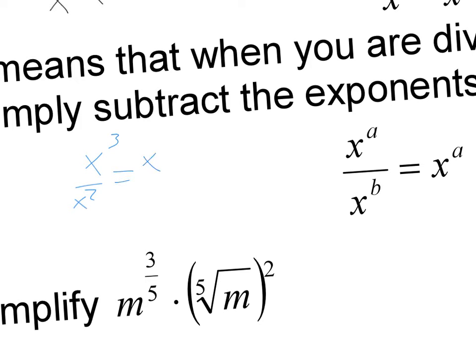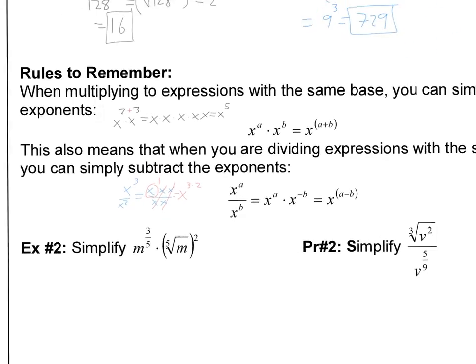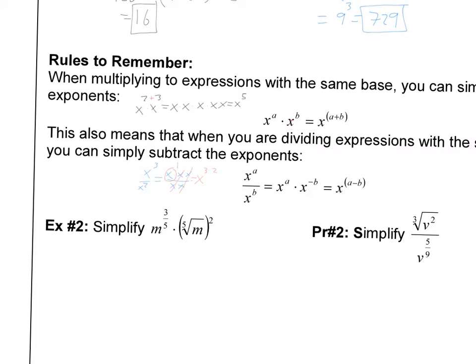Well, this is really like saying x times x times x over x times x. You could see these x's would cancel out, these would cancel out. You would just have x to the 1. Well, that's the same thing as x to the 3 minus 2. 3 minus 2 is 1. So hopefully you're starting to see why these rules work. If you're multiplying with the same base, you can add the exponents. If you're dividing with the same base, you can subtract the exponents.